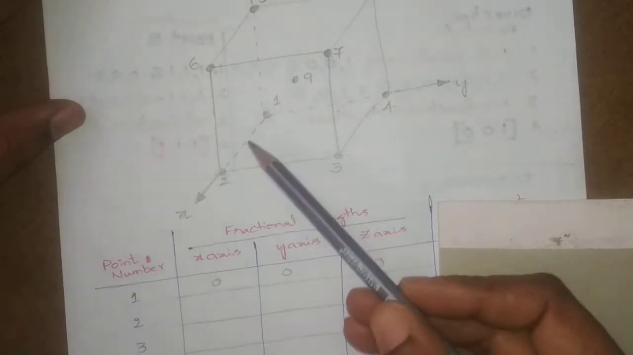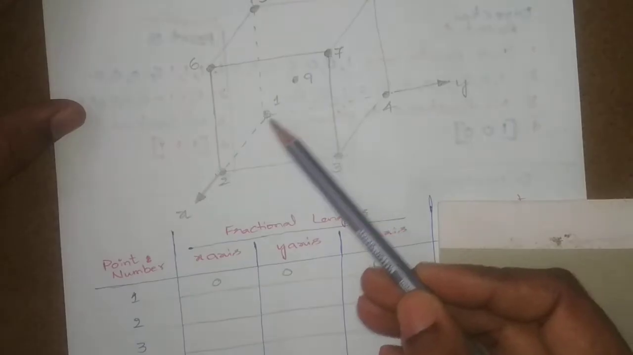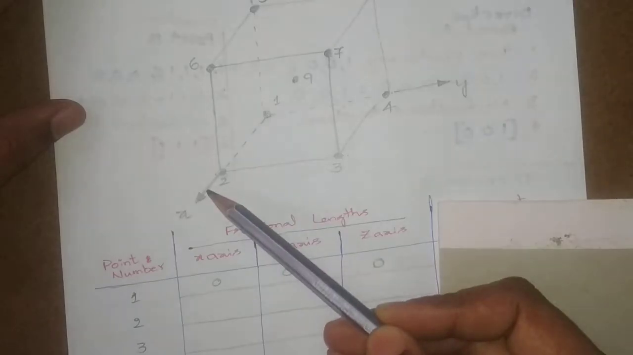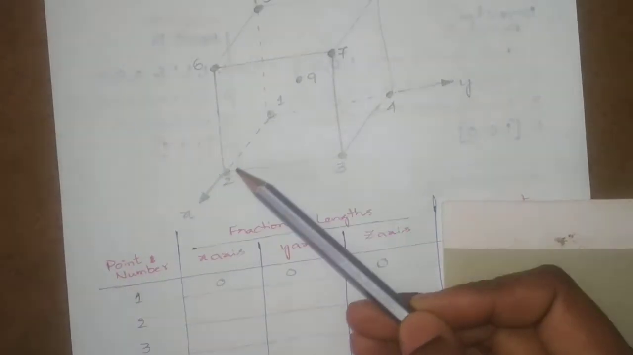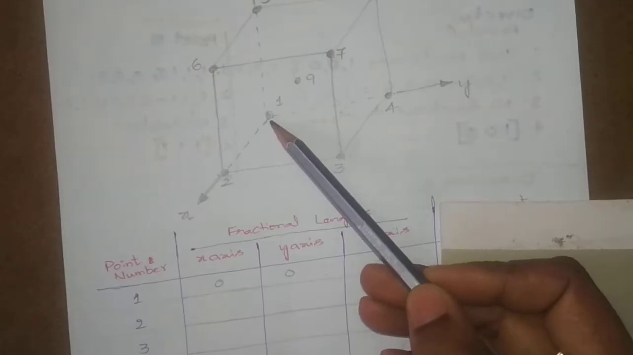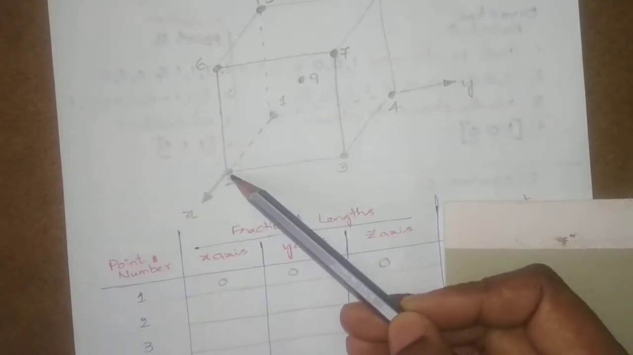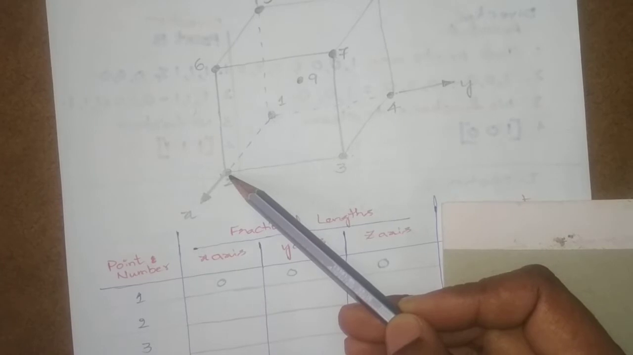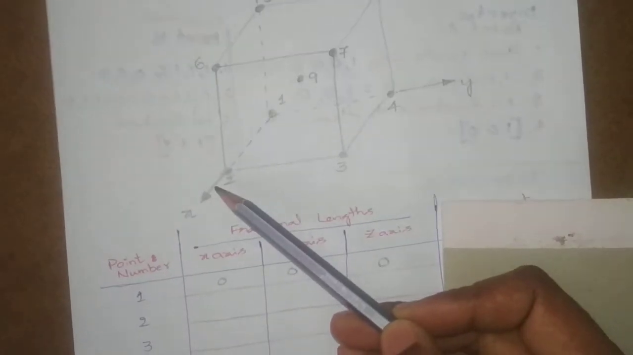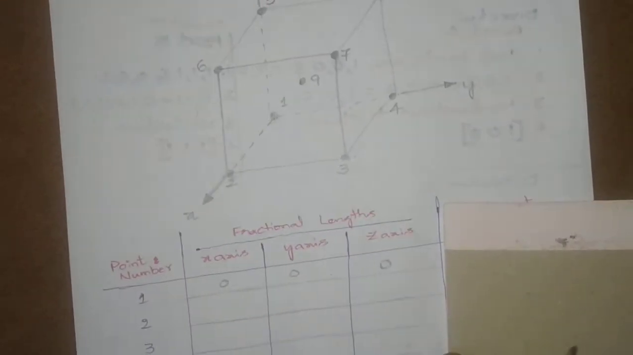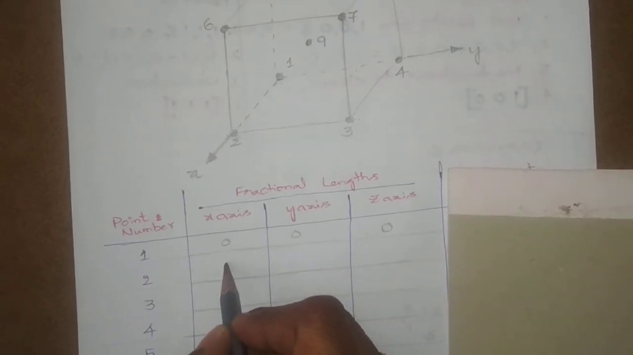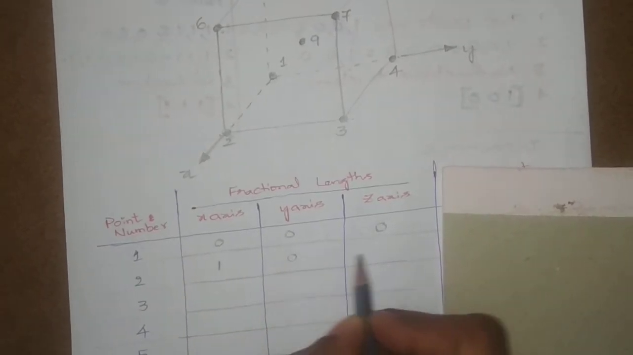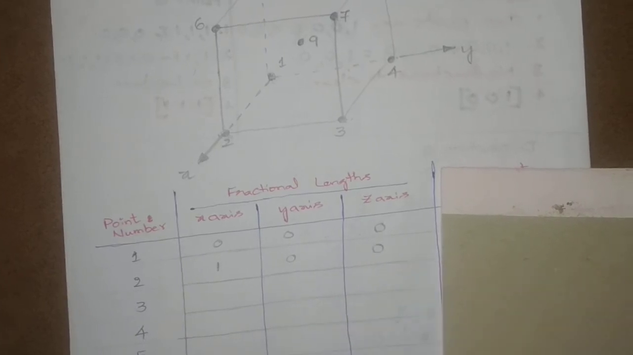Then coming to point 2. Point 2 is in the x direction. So from the origin, in order to reach point 2, we have to move 1 unit in the x direction. Okay, so we have to move only in the x direction, no y and z directions. So the coordinates of point 2 will be: x coordinate 1, y coordinate 0, z coordinate 0.